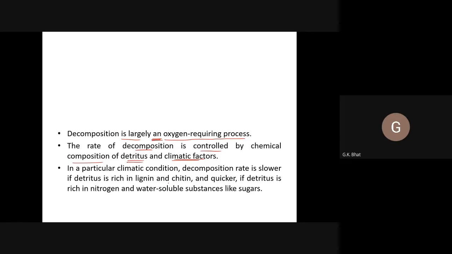Lohit, Yes, sir. what is the detritus? What is the detritus?